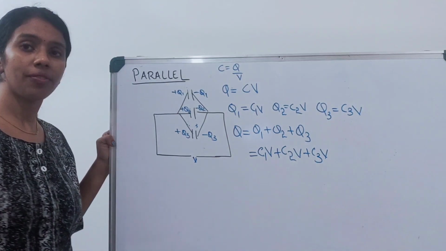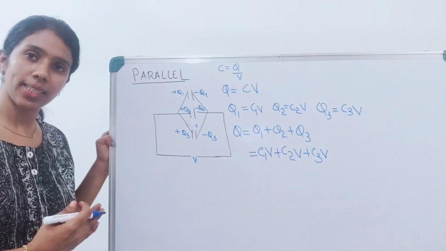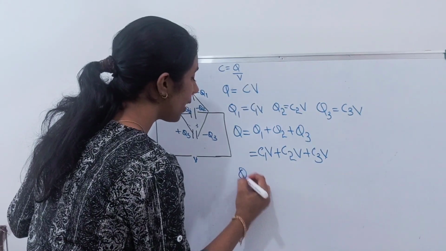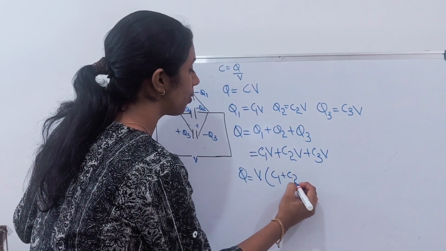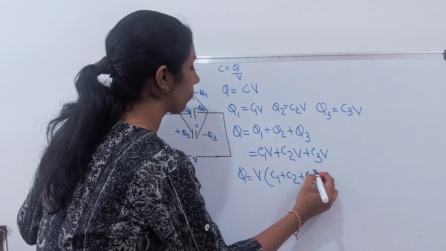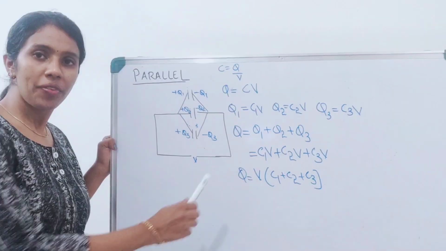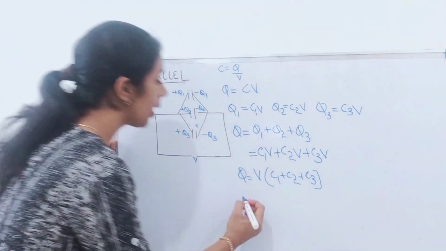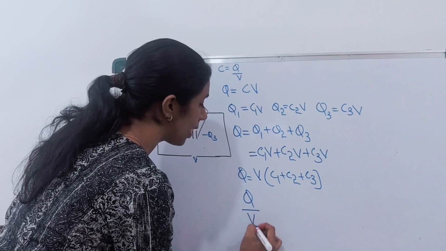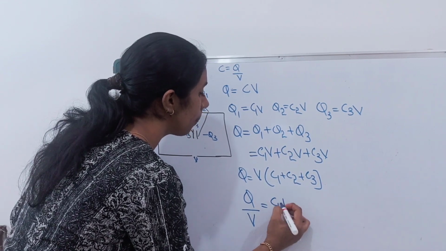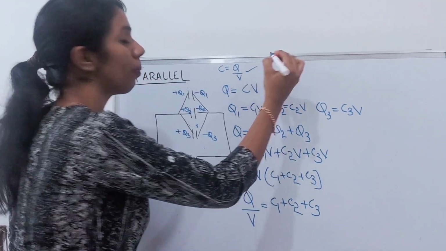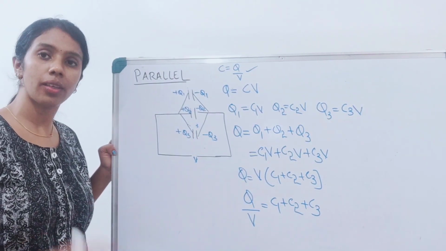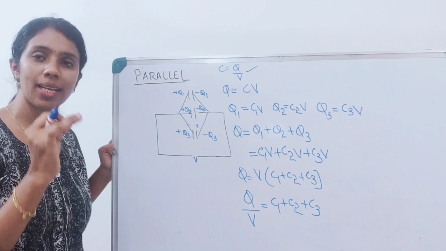Where the potential V is common, so V can be taken outside. So Q is equal to V into C1 plus C2 plus C3. Where V can be taken to the left side. So the equation becomes Q by V is equal to C1 plus C2 plus C3. Now what is Q by V? According to the equation, Q by V is nothing but capacitance.